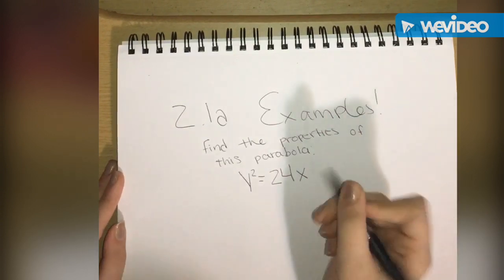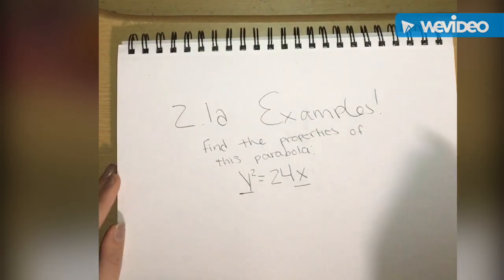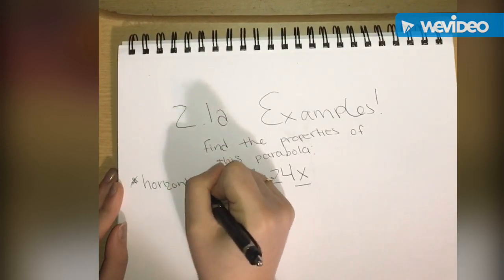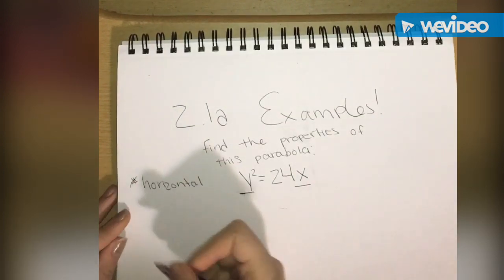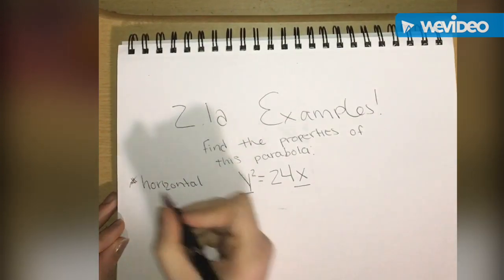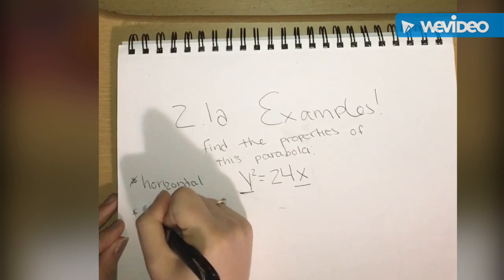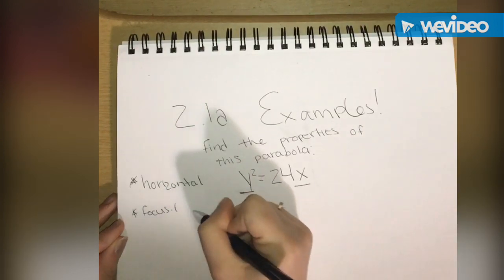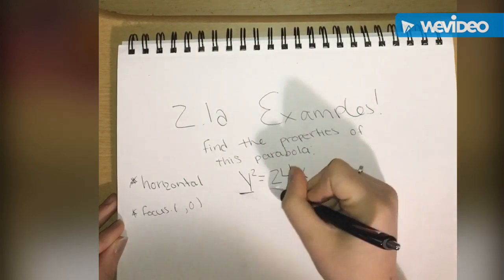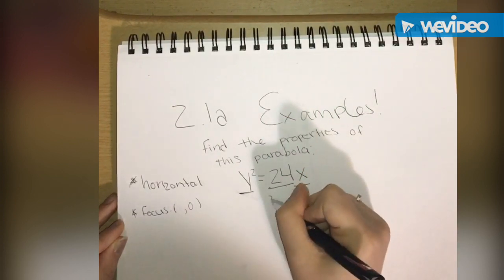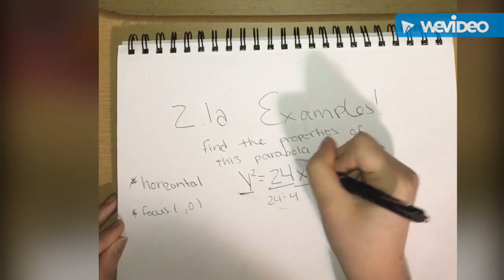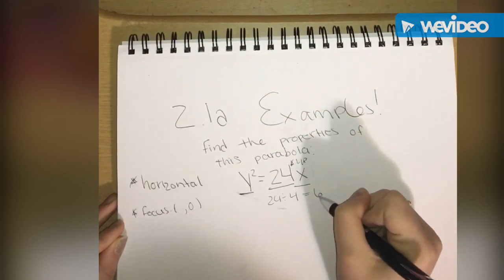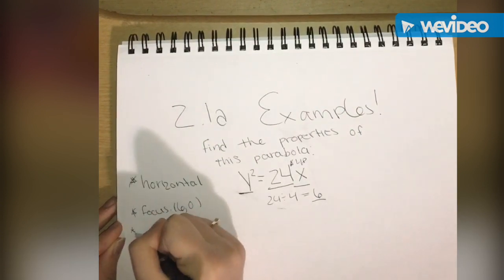Our first step is to figure out if it is horizontal or vertical. And we know that it is horizontal because of the placement of the x and the y. And the next step is to find our focus. We know that our focus is P and 24 is 4P, so we can do 24 divided by 4, which is 6. And then 6 is our focus, so it would be (6, 0) because it is horizontal.